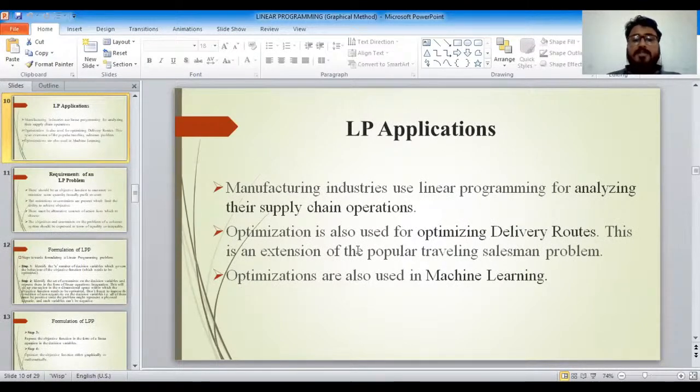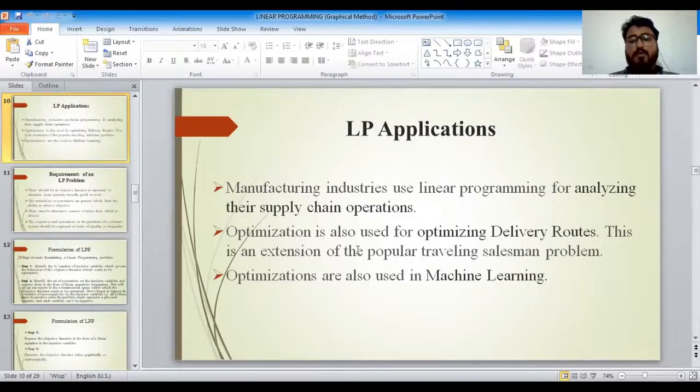Seventh, manufacturing industries use linear programming for analyzing their supply chain operations. Their motive is to maximize efficiency with minimum operations cost. As per the recommendation from the linear programming model, the manufacturer can reconfigure their storage layout, adjust their workforce, and reduce their bottlenecks.